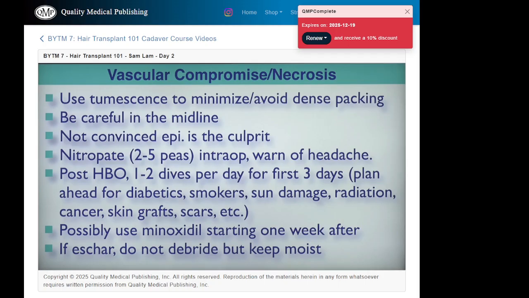Then I told you about the post-HBO, hyperbaric oxygen, and possibly start the minoxidil again after a week to help with vascular issues. I don't think it does a lot, but it's nice to do it. If you have an eschar there, don't debride it. I really haven't seen necrosis since I stopped micropunches many years ago, but it still can happen. So you want to be really careful with this.